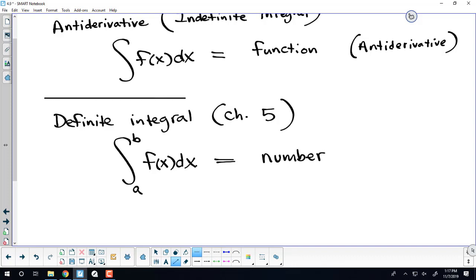So you're not responsible for remembering the definite integral stuff for this test, because we haven't talked about it yet. But I think it's important to point out, because when we get to chapter 5, it's a slow build-up to what this actually is and our interpretation of it. So anyhow.